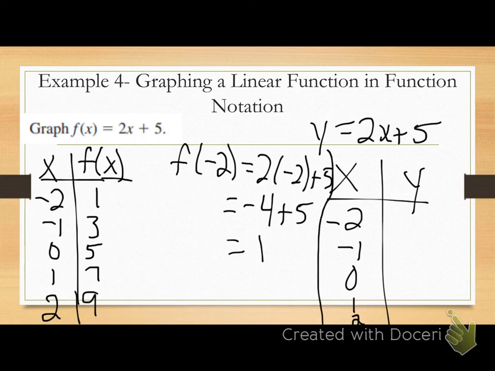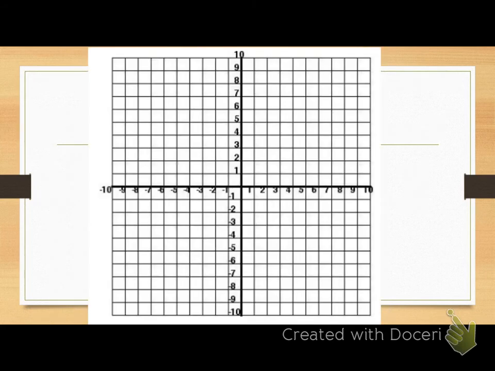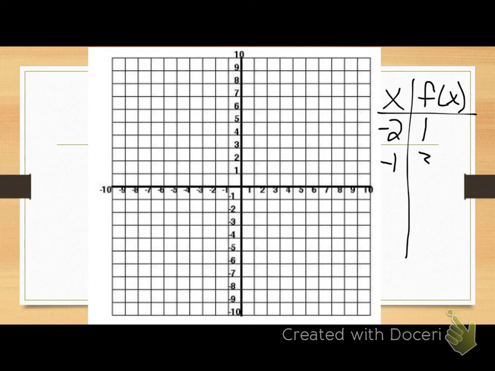We good? Now I just have some ordered pairs that I can graph. So it was negative 2, 1, negative 1, 3, 0, 5, 1, 7, 2, 9. Graphing ordered pairs, a quick refresher on that. For my first ordered pair, it's negative 2, comma 1. Which two directions am I going and how many units? Left 2, up 1. Very good. Put a point.